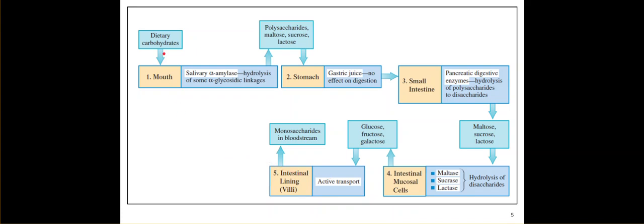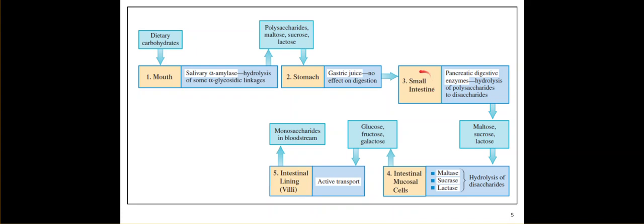So here's again kind of an overview of it. So we eat our carbohydrates. In our mouth, we have this salivary alpha amylase, which does some hydrolysis. It begins the process of digestion. You're going to get out of that polysaccharides, maltose, sucrose, and lactose. These will go into the stomach, of course, from your mouth to your stomach. Not much happens in there with the carbs. Other things happen in your stomach, but not carb digestion. We'll see next week things that happen in the stomach.